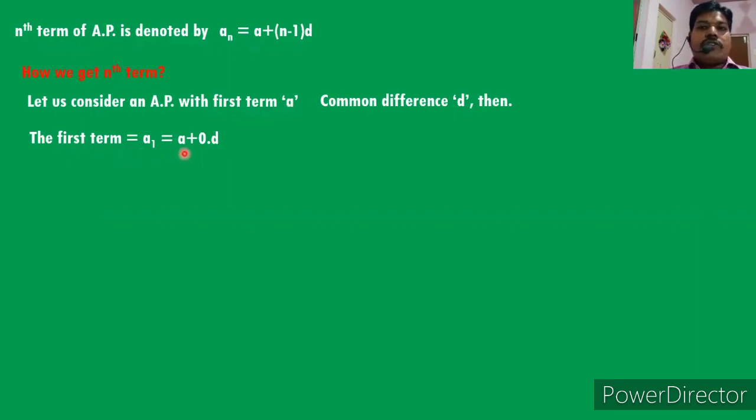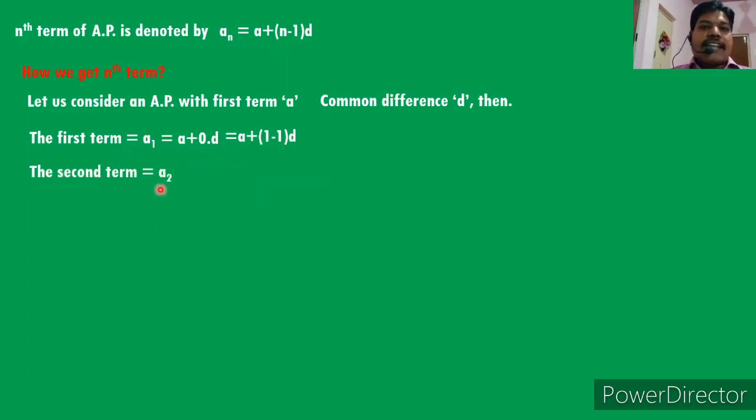So a1 is equal to a. a can be written as a plus 0 into d. This 0 we can take as 1 minus 1, so a1 is a, which can be written as a plus 0 into d, that is equal to a plus (1 minus 1) into d. I have written it in this form so that you can get this term.